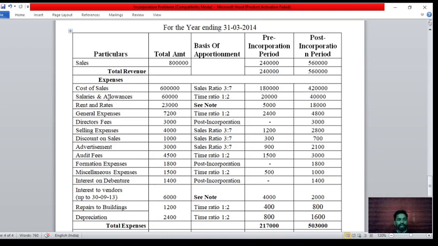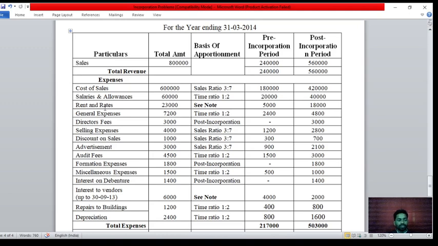Next, salaries and allowances of rupees 60,000. This 60,000 we have to distribute under the time ratio, and the time ratio is 1:2. So 60,000 into 1 divided by 3 will be 20,000, and post-incorporation is 40,000. Next, rent and rates.